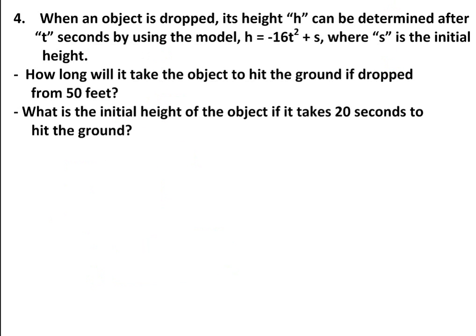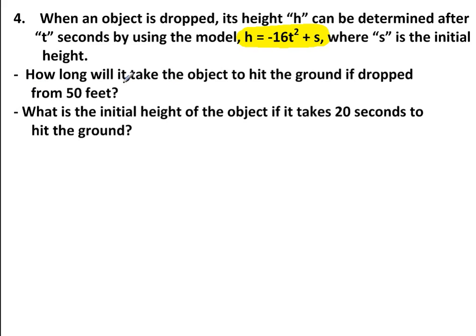So let's look at a word problem, our last problem. When an object is dropped, its height h can be determined after t seconds by using the model h equals negative 16t squared plus s, where s is the initial height. So we're just going to use this equation, and the reason we are going to use it is because it has t squared in it. So if I'm solving for time, it's the same thing as solving for x squared.